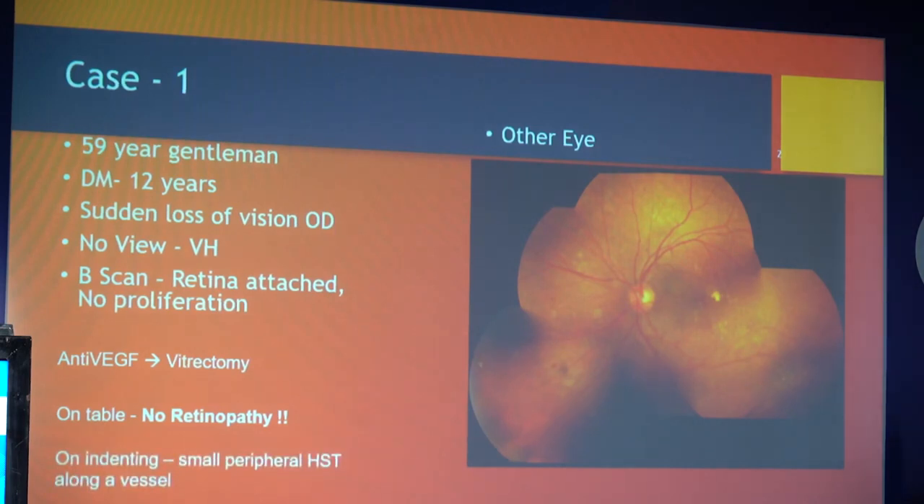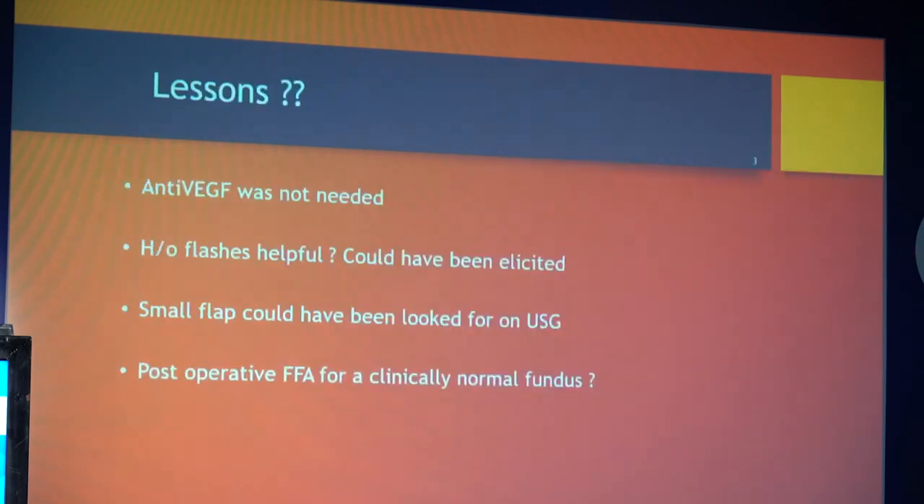So it need not always be diabetic retinopathy. We have retinopathy in the other eye, we have a history of diabetes, and we always presume that this could be PDR, but this case showed that it sometimes can be wrong. Lessons from this case: anti-VEGF was not needed. A history of flashes probably could have helped and could have been elicited. A small flap could have been looked for on USG on careful examination, and a post-operative FFA for a clinically normal fundus is something we should think about, to rule out a PDR in this eye which looks normal, something like a featureless retina, which we might be dealing with.